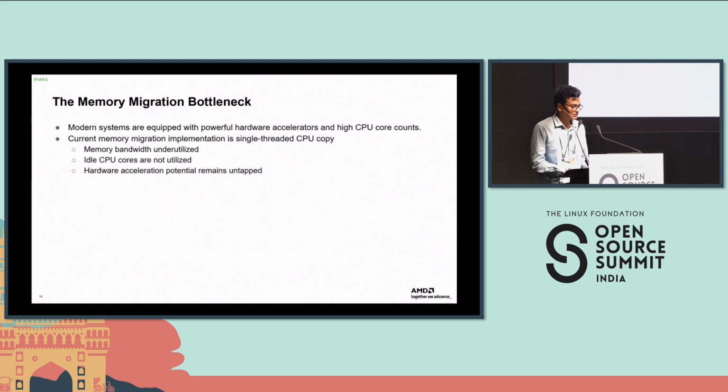Modern systems are equipped with powerful hardware accelerators and high CPU core counts. In the current memory migration implementation, we use a single-threaded CPU copy. So it underutilizes memory bandwidth, idle CPU cores are not utilized, and hardware acceleration potential remains untapped.